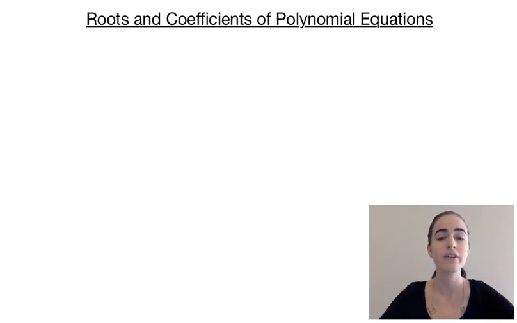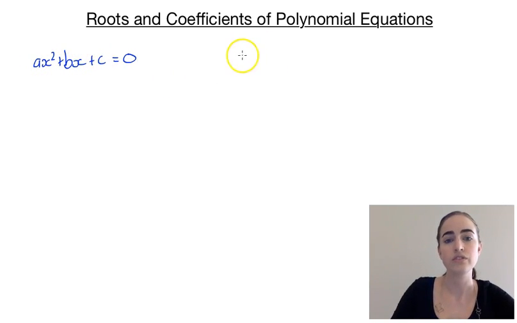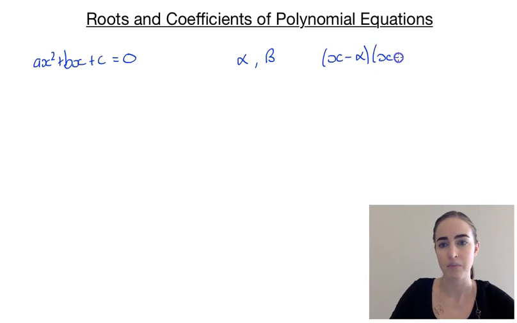In this video, I want to have a look at the relationship between the roots and coefficients of polynomial equations. So to start with, we're going to look at quadratics. So we know that a quadratic, the general form, is ax squared plus bx plus c equals 0. Now, if that quadratic has two roots, so we're going to call them alpha and beta, we know that we can write the quadratic with roots alpha and beta as (x minus alpha)(x minus beta) equals 0.